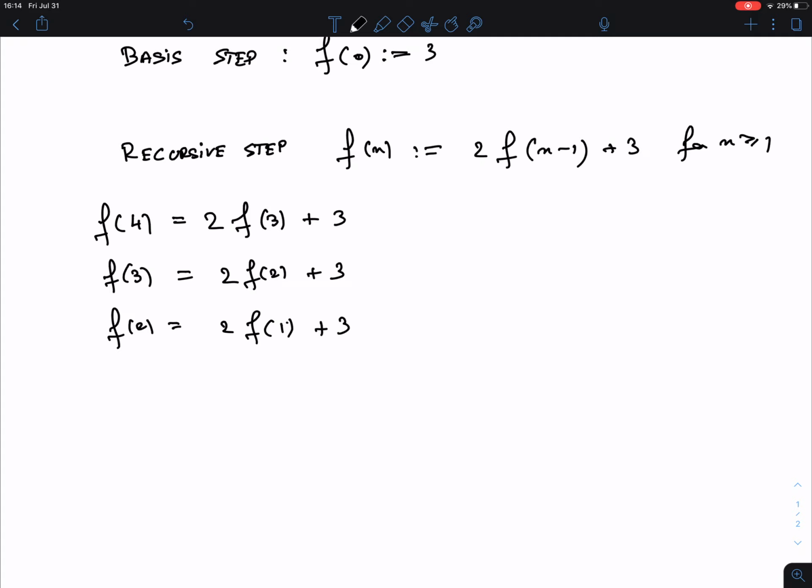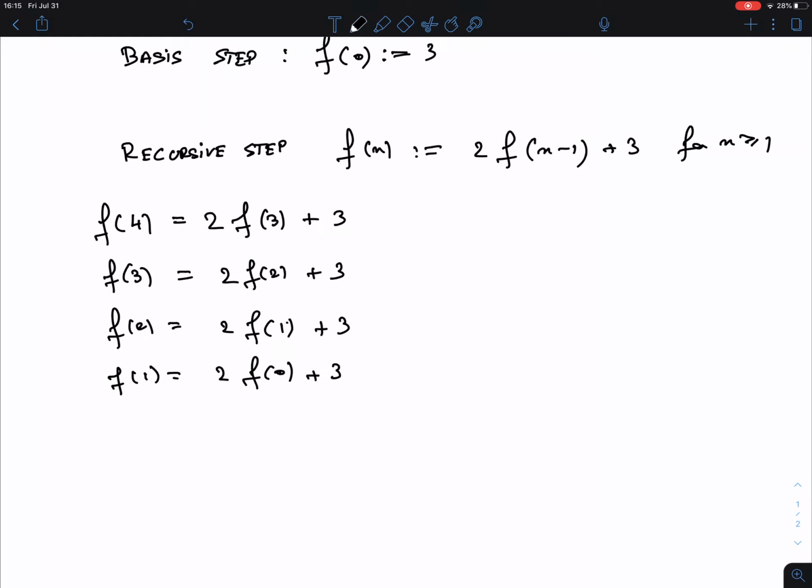This is, if you want, an instruction. At any given time, this tells you what to do. Okay, so I keep going. I don't know what f1 is, right? The only thing I know is f0. It's clear that I need to know something at some point, otherwise I keep going down, down, down without getting anywhere. So f1 is 2 times f0 plus 3. f1 is twice the previous one, which is f of 0, plus 3. Now f of 0 is 3.